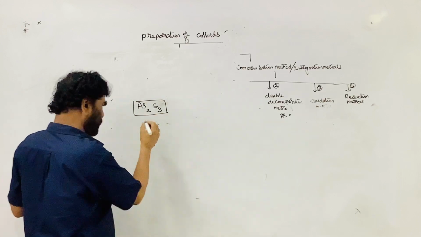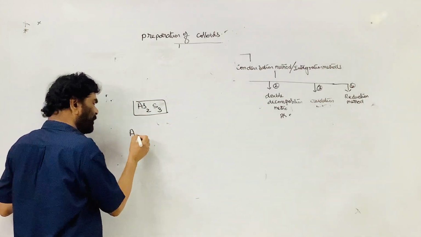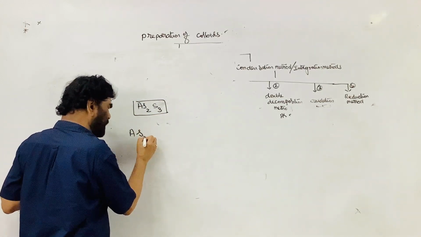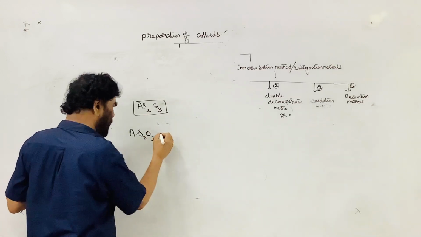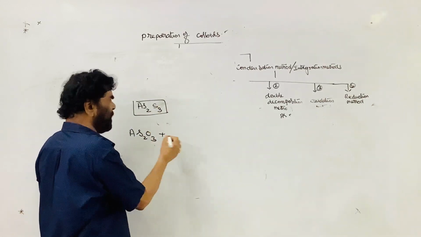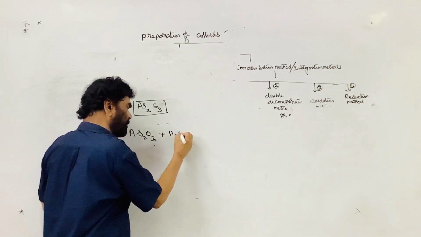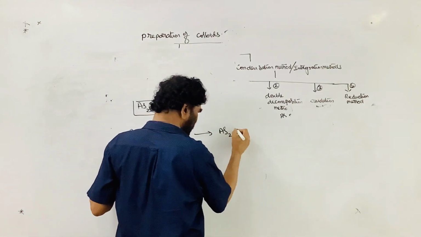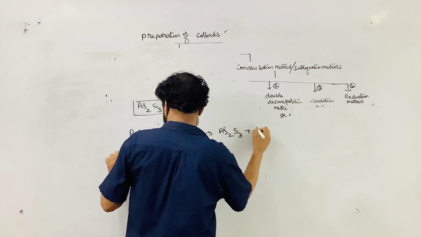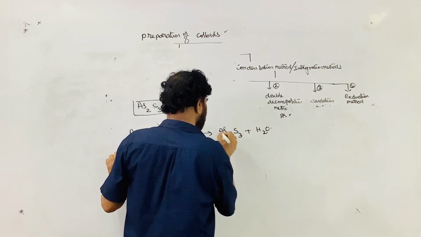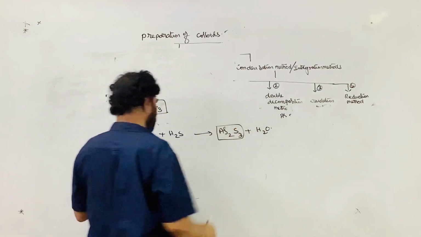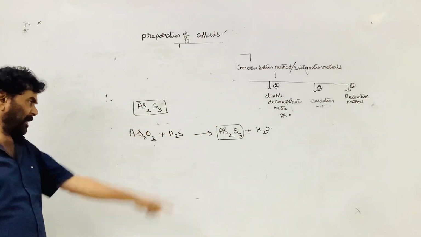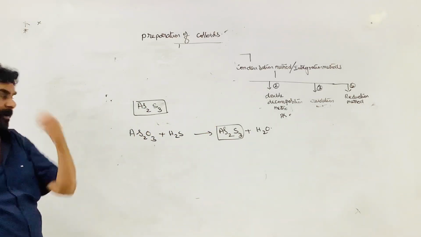So to this, what they do is a double decomposition reaction. Arsenous oxide is treated with H2S to give arsenous sulfide, As2S3, and H2O is formed. This is colloidal. When a sufficient quantity is added, the colloidal solution is formed.